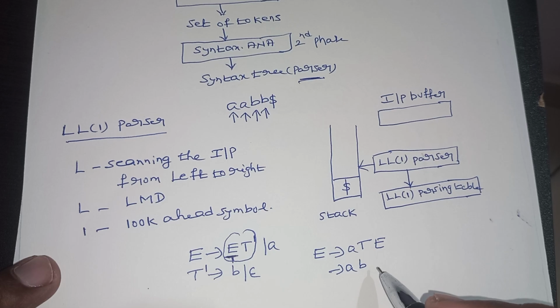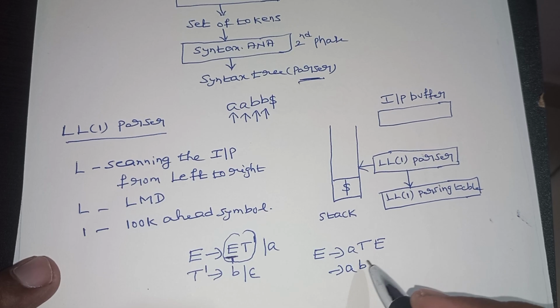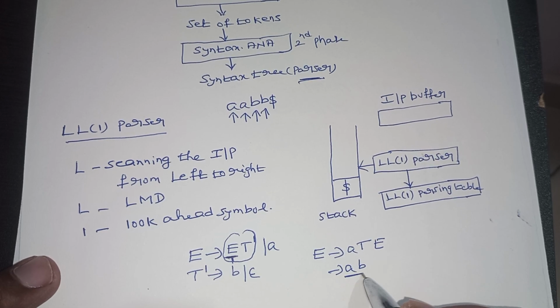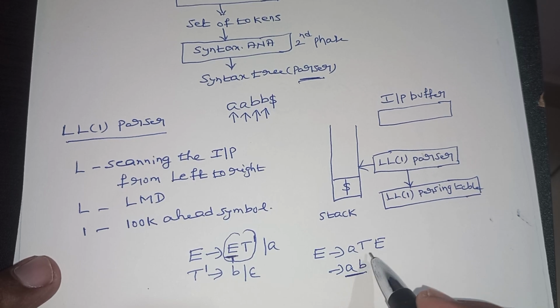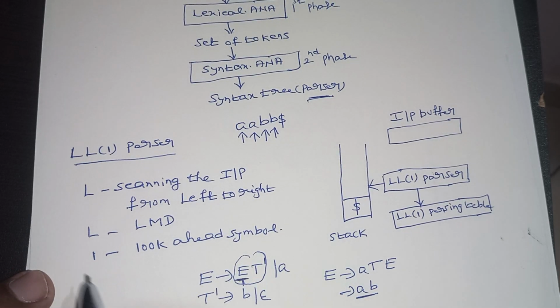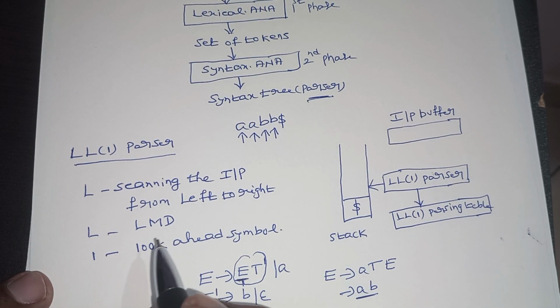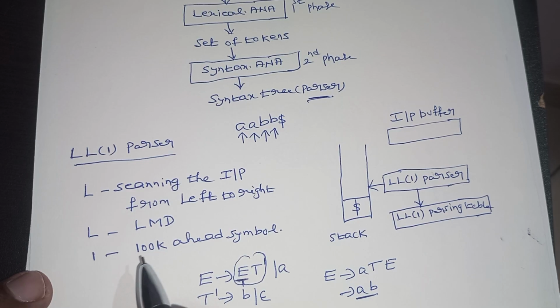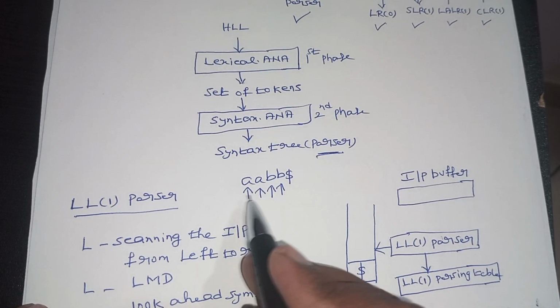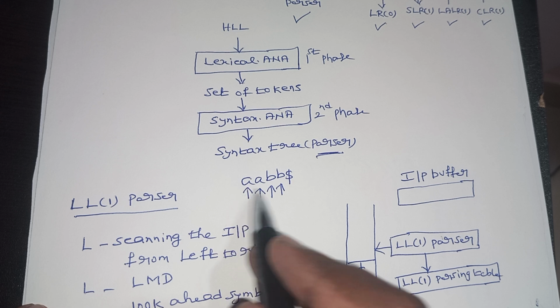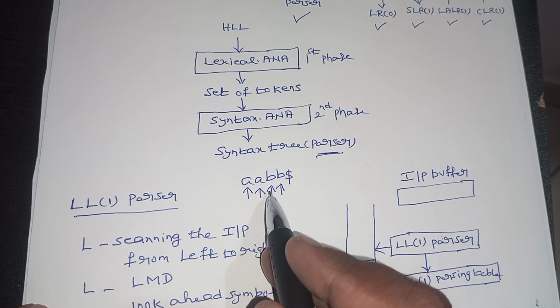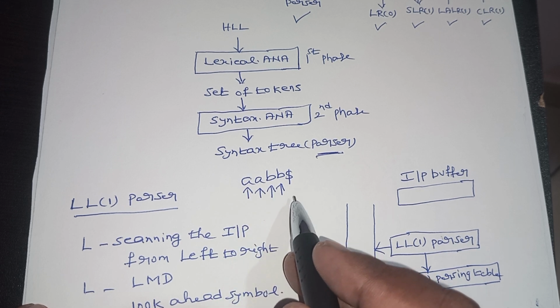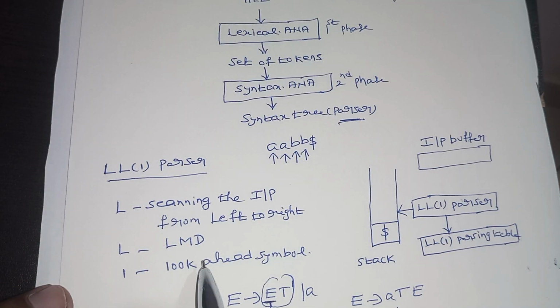Okay, so don't write here. First you have to go from LMD, leftmost derivation. It means you have to replace the left variables first. That is called leftmost derivation. So 1 means you are looking at one lookahead symbol for scanning purposes, then the next one symbol for scanning, and so on. That is what the LL(1) parser is.